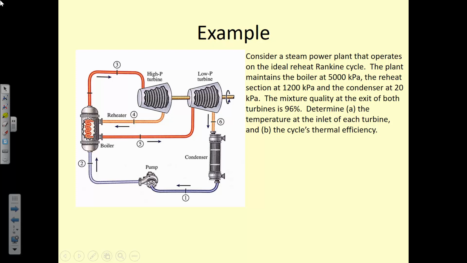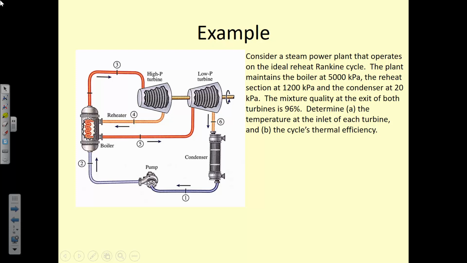Because if it's a heat pump or a refrigerator, the thinking is a little bit backwards in that your QL is coming in and your QH is going out, whereas it's reversed if it's a heat engine. Okay, so this is a power plant. It's a power producing cycle. So let's just look at it.